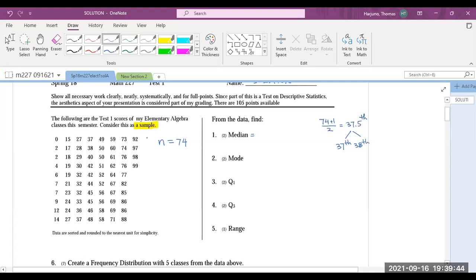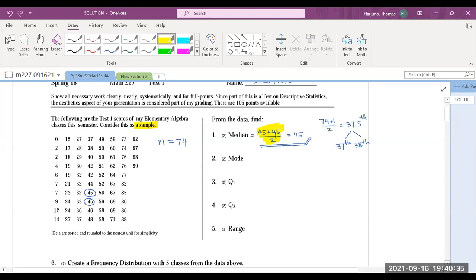So what is data number 37? 10, 20, 30, 1, 2, 3, 4, 5, 6. This is data number 37, and this is data number 38. So the median will be in between those two numbers, right? So you need to write it this way: (45 plus 45) over 2 equals 45. Even though you and I know the average of two same numbers will be the same number, you still need to write it this way. This is the way we show that the median is actually between two numbers.